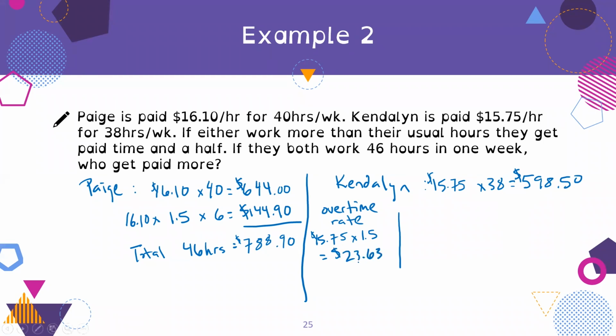So for every hour that they work overtime, they get paid $23.63. So to figure out their overtime, they usually work 38 hours and now they're working 46. So they worked an extra 8 hours. 46 take away 38 is 8. And they worked at a rate of 23.63. So we're going to do 23.63 times 8.